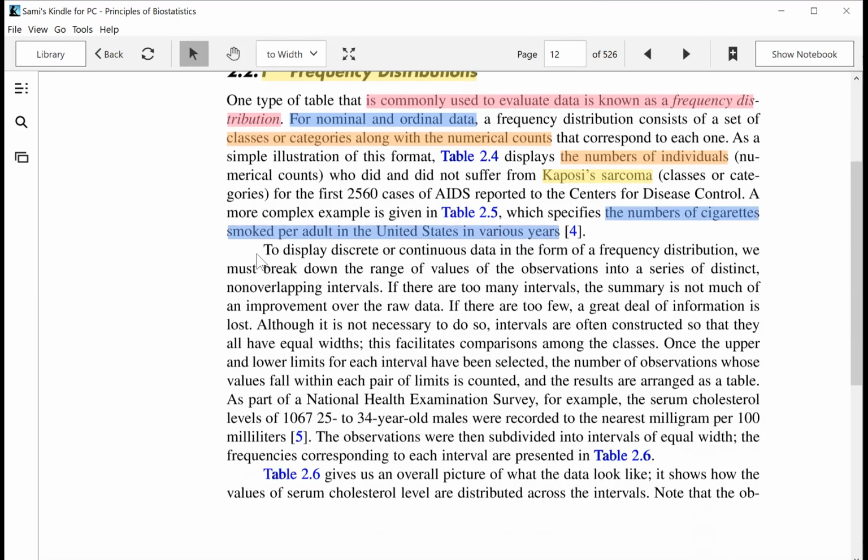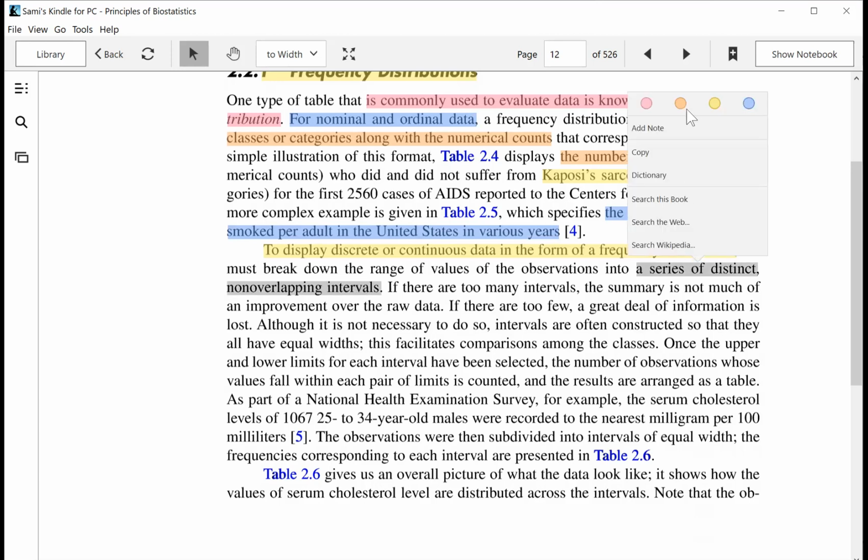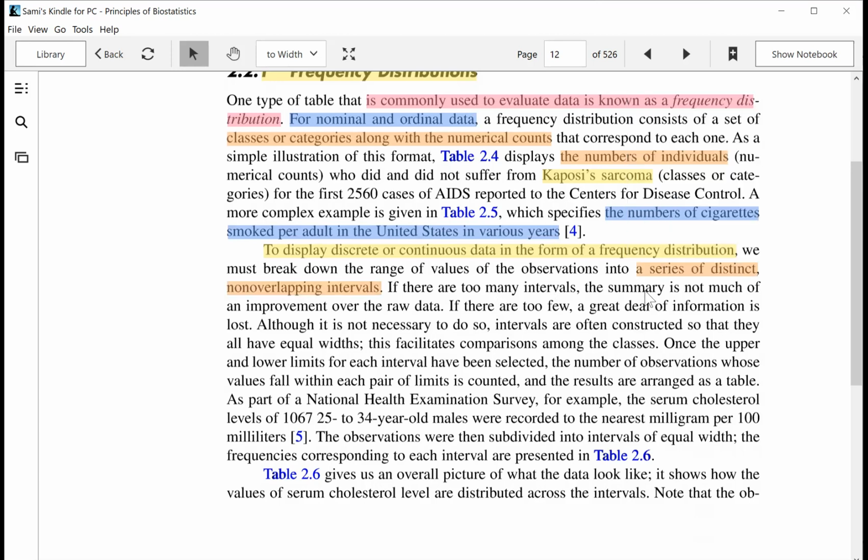So to display discrete or continuous data in the form of a frequency distribution, we must break down the range of the values of the observations into a series of distinct, non-overlapping intervals. If there are too many intervals, the summary is not much of an improvement over the raw data. If there are too few, a great deal of information is lost. Although it's not necessary to do so, intervals are often constructed so that they all have equal widths. This facilitates comparison along the classes.